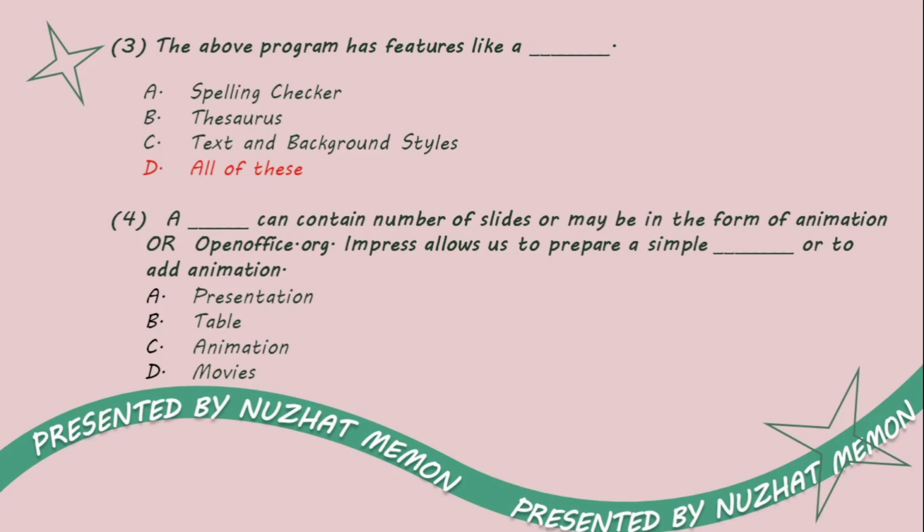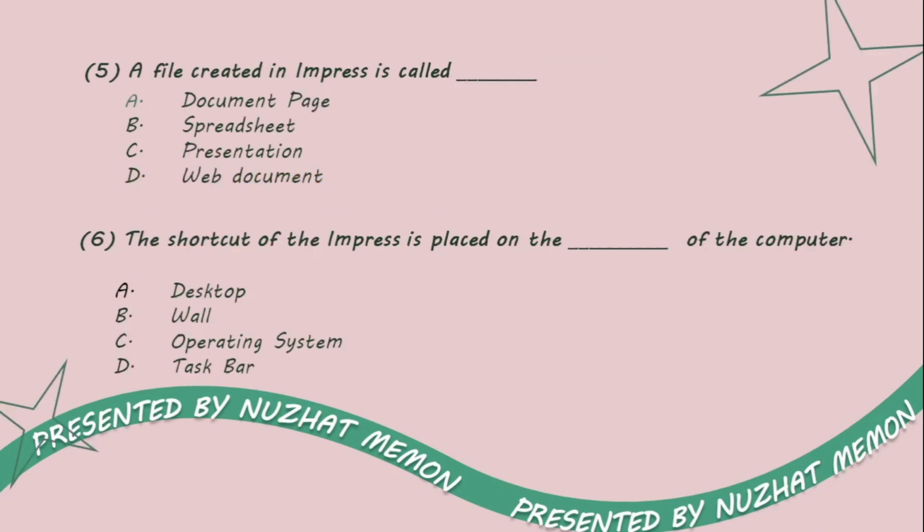Fourth, a dash can contain number of slides or maybe in the form of animation. OpenOffice.org Impress allows us to prepare a simple dash or to add an animation. So here the correct answer is presentation. Yes, Impress allows us to prepare a simple presentation and to add animations also. Next, a file created in Impress is called dash. So a file created in Impress is called presentation.